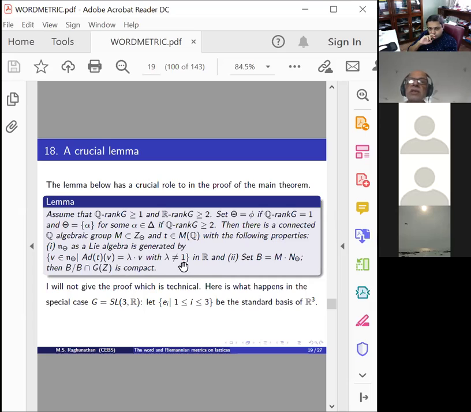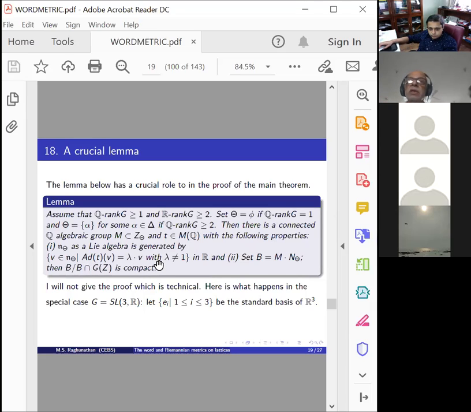And the next important property is that if you look at B, which is the group M times N theta, M is after all a subgroup of Z theta, so it normalizes N theta. So B is the semidirect product of M and N theta. Then B by B intersection GZ is compact. So it's a group in which GZ has a fairly big size. That's the kind of set B.